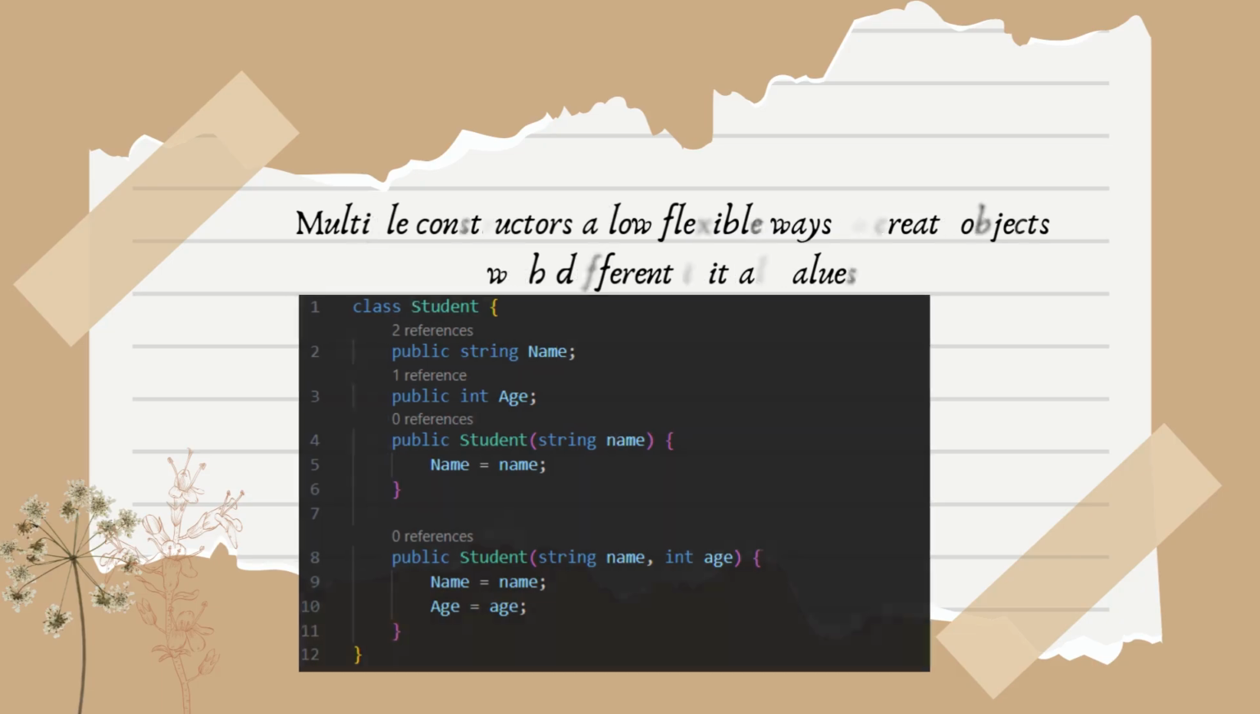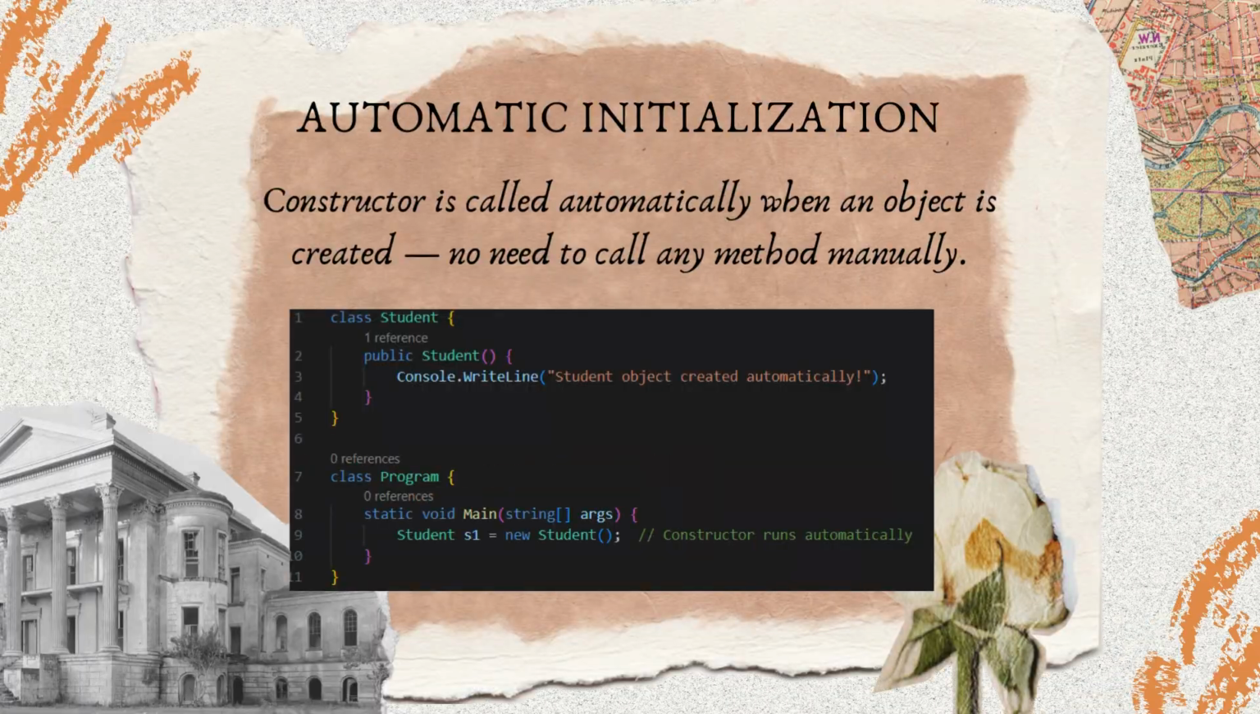Second advantage is automatic initialization. A constructor is called automatically when an object is created, so we do not need to call it manually. In this example, the constructor is automatically initialized when we made an object of the class.